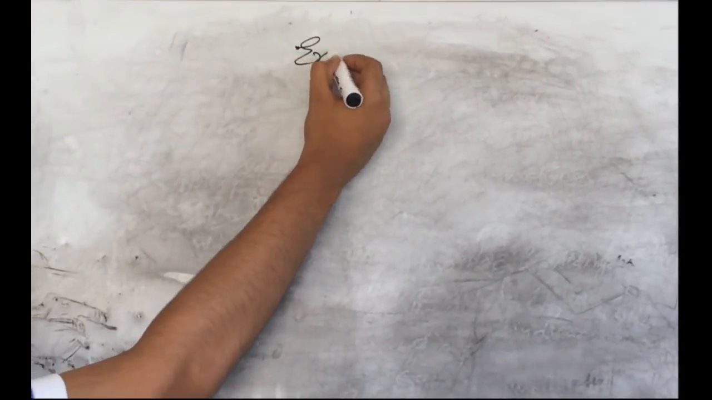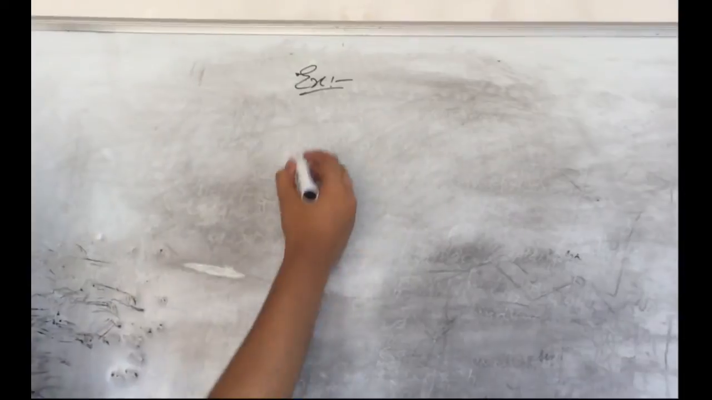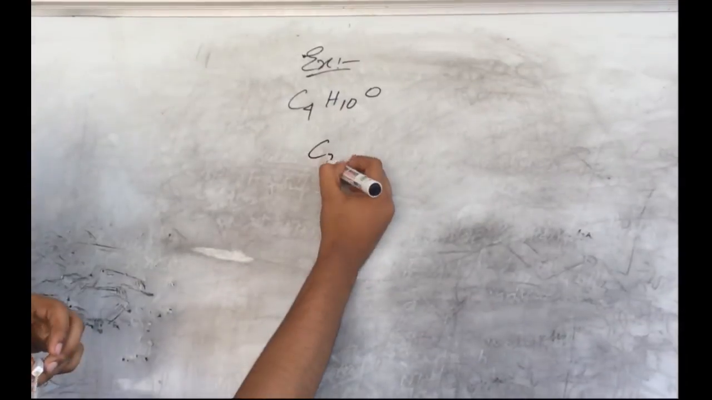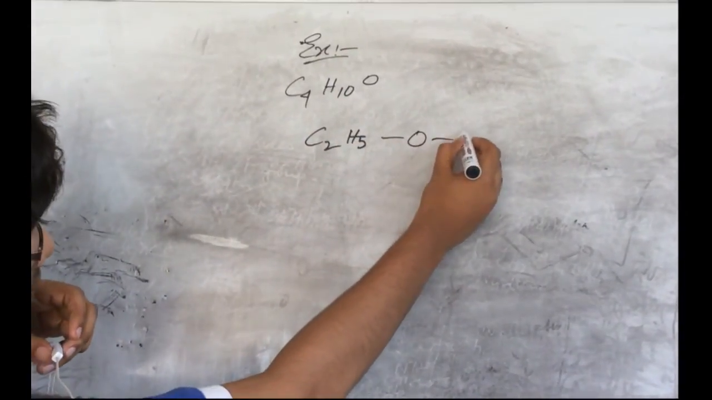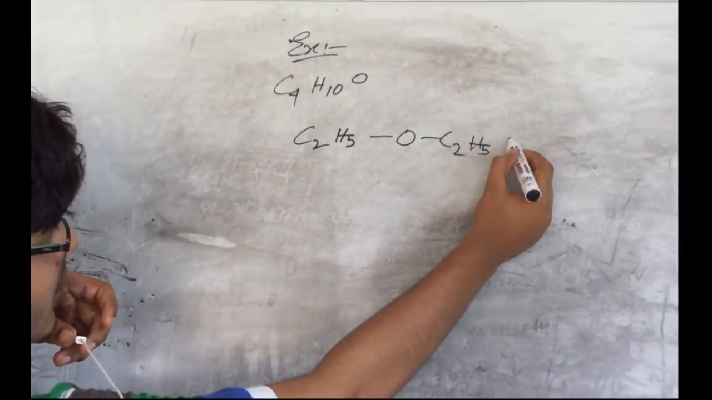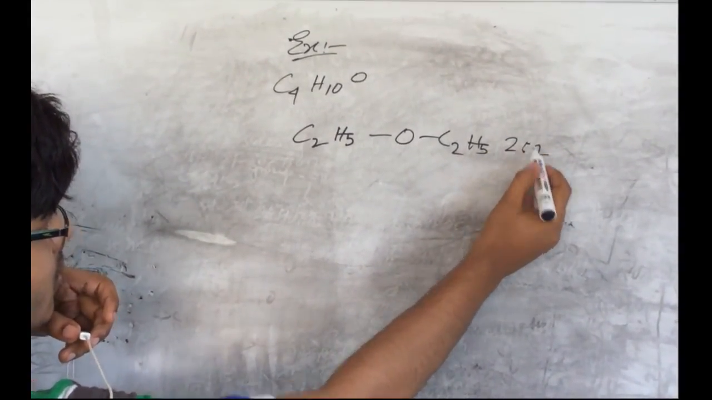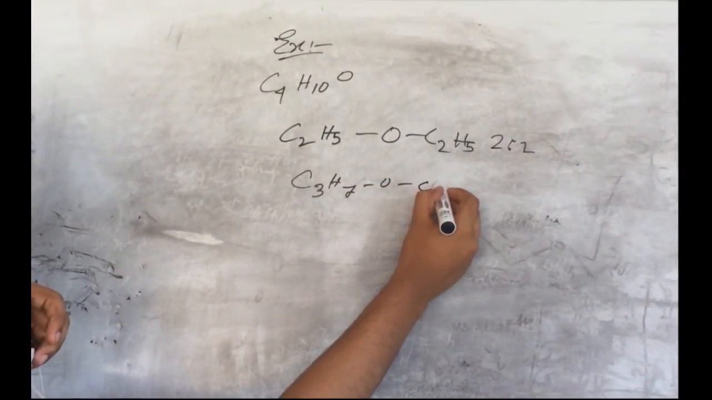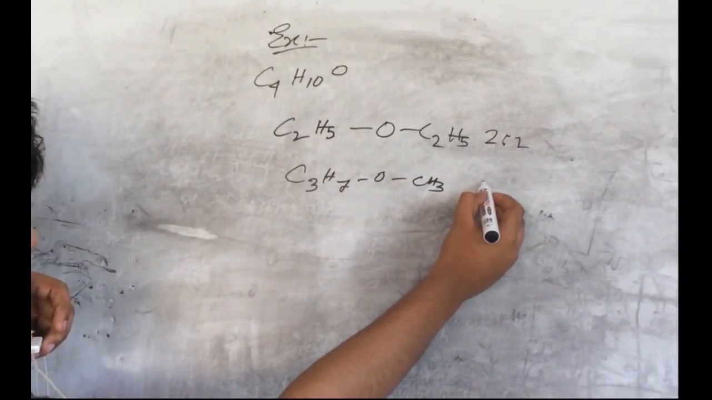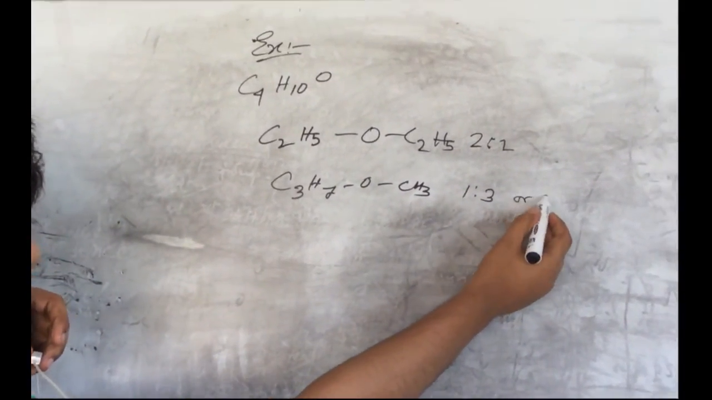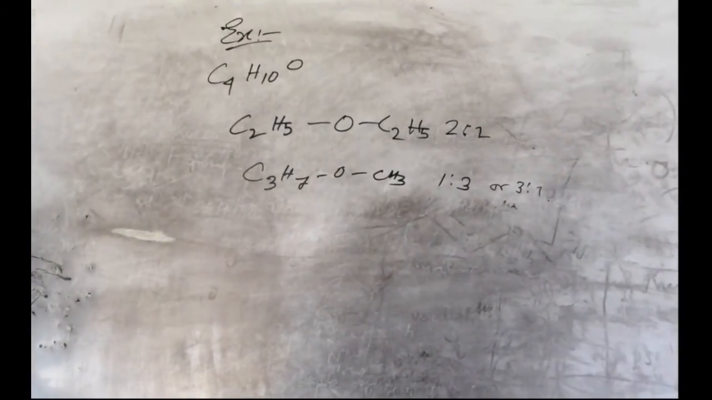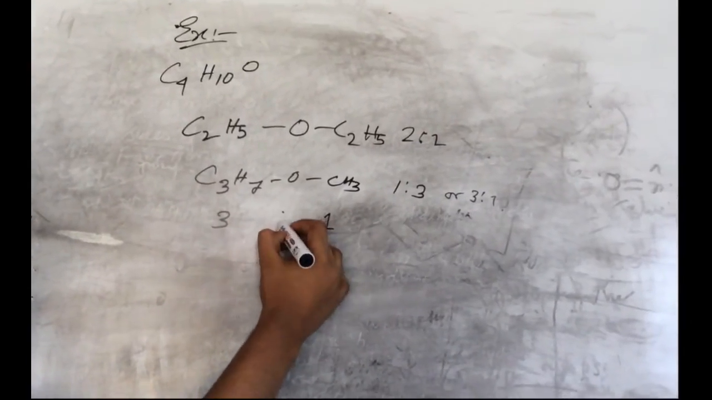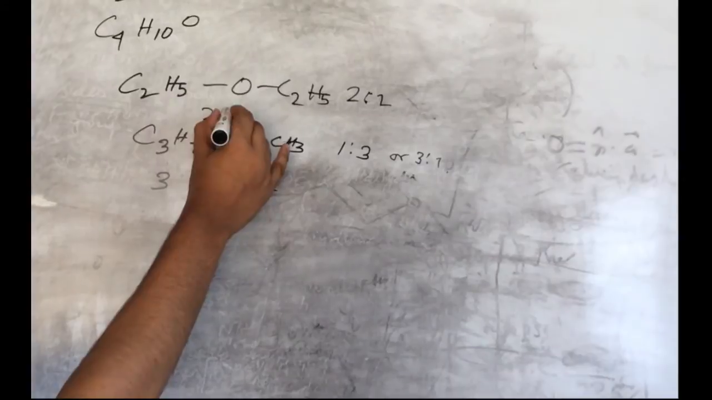Let's take the examples. So you can have C4H10O, that is ether. It can be like this, that is 2:2, or it can be C3H7OCH3, 1:3, or you can say 3:1. Both are equivalent. 3:1, 3 carbons here and 1 carbon here, so 3:1. 2 carbons here, 2 carbons here, so 2:2.